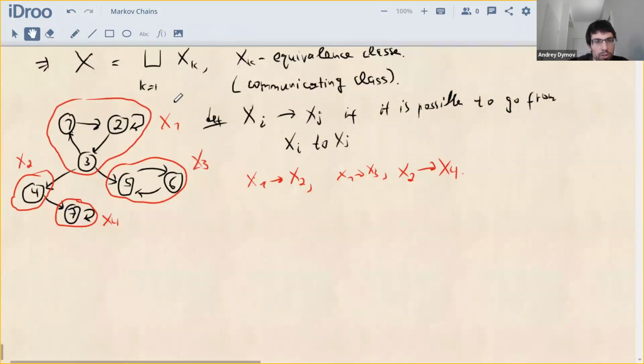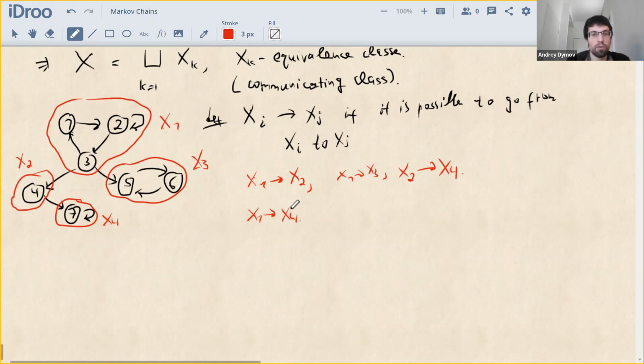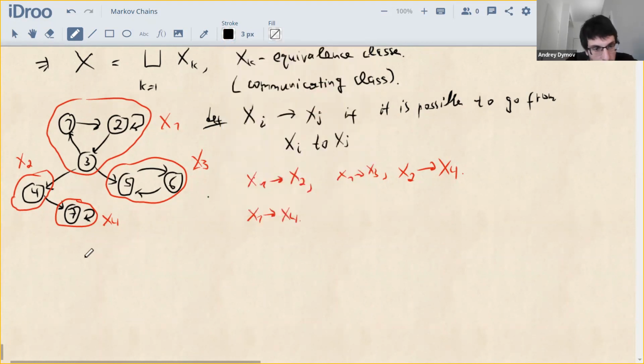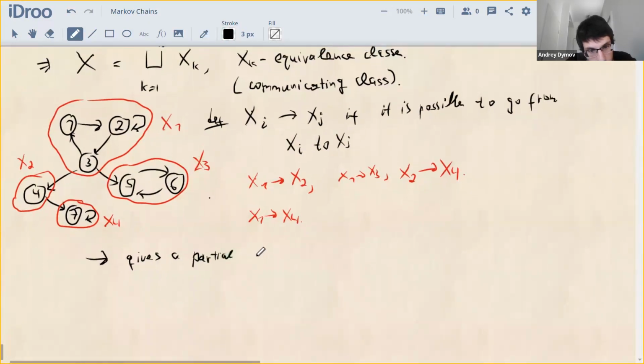No, this isn't all, because since x1 leads to x2 and x2 leads to x4, then x1 also leads to x4, right? x4. This relation "leads to" gives a partial order on the set of communicating classes. Since it gives a partial order, there exist minimal communicating classes.